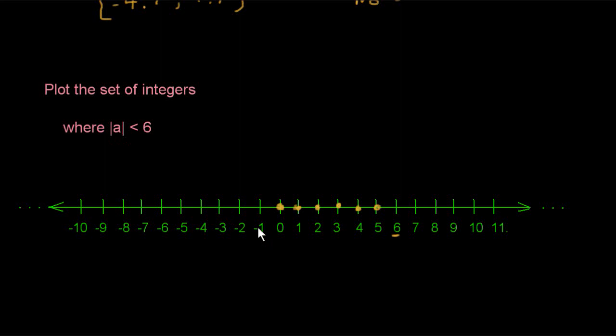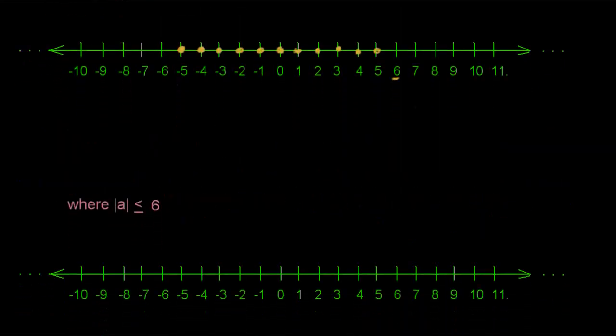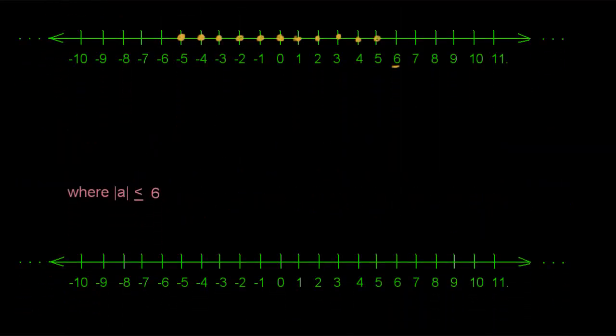How about negative 1? Well, yeah, the absolute value of negative 1 is 1, and that's less than 6, as is the absolute value of -2 and -3, -4, absolute value of -4 is 4, that's less than 6, and -5. And not -6 because the absolute value of -6 is 6. Notice that these are all 6 units away from 0, every one of our integer points.